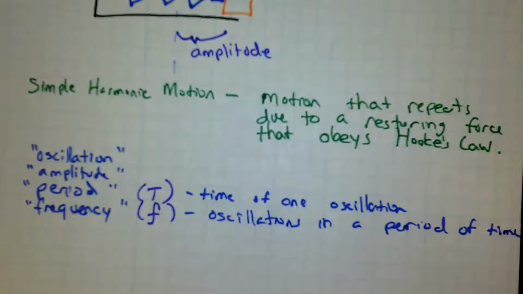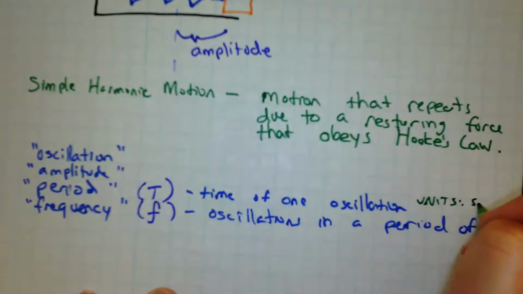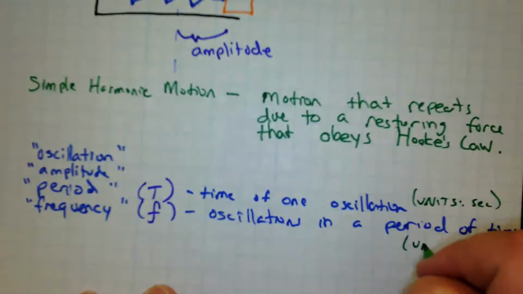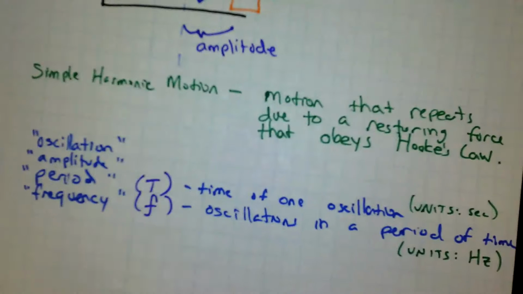If you take chemistry, sometimes they use nu, a little V looking thing. If you did chemistry, you talked about Planck's constant times the frequency, E equals hf, or E equals h nu. That's the same thing. We're going to measure period in seconds, because it's just a time. We're going to measure frequency in units called hertz, Hz. Hertz just means oscillations per second.